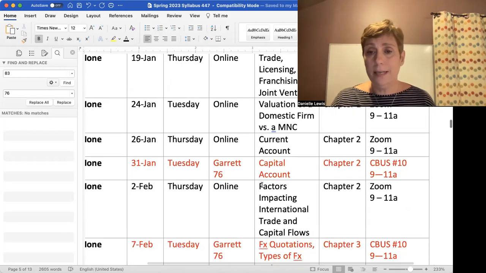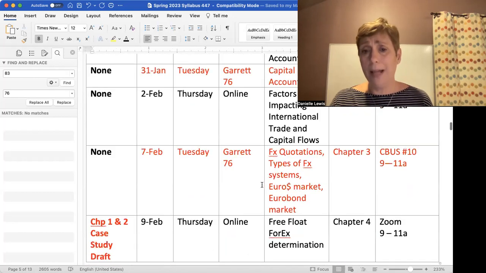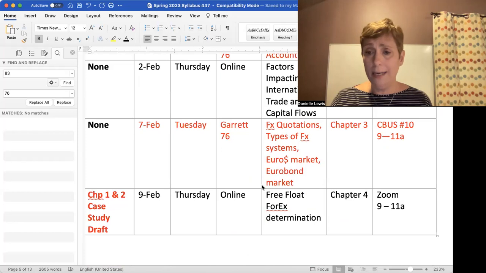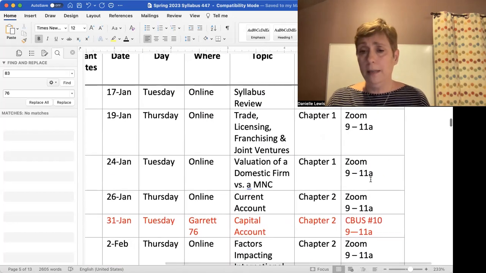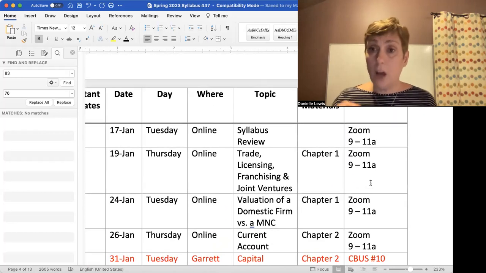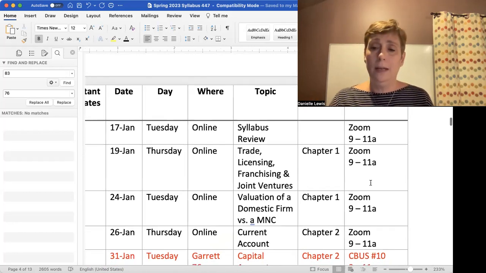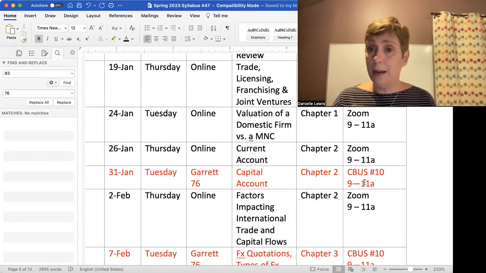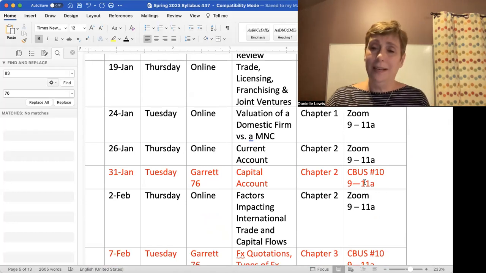You can see on this schedule, it's in red if we're in class, it's black if we're online. On the farthest column, these are my office hours. At this point, the office hours when we are online will be from 9 to 11 in the morning, Central Time. That's the same case if we are in person, except I'll be in my office. I won't be on Zoom.